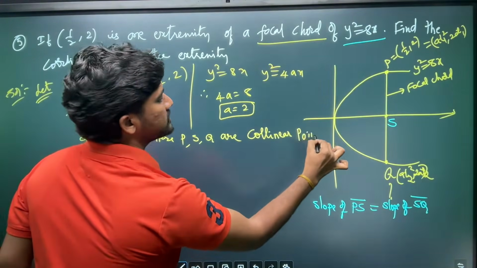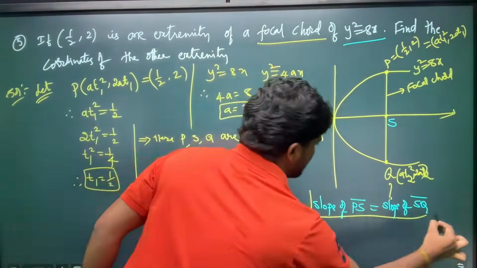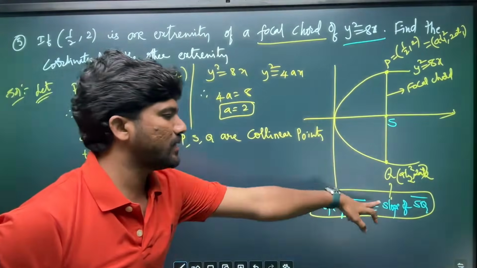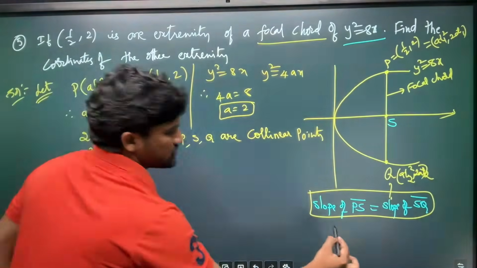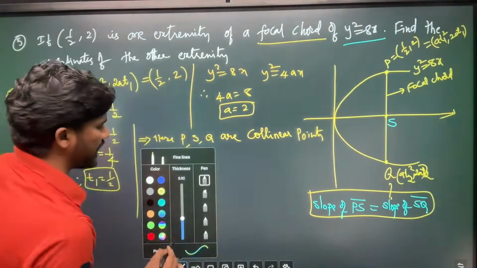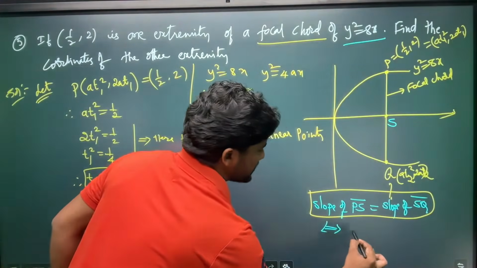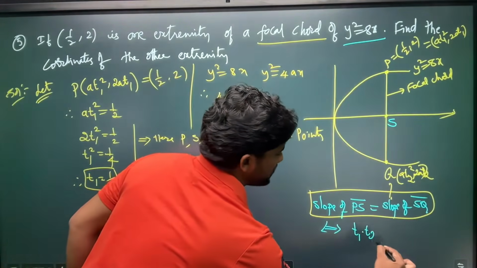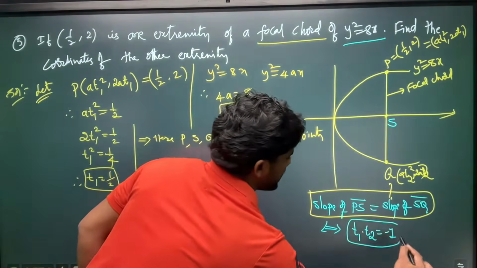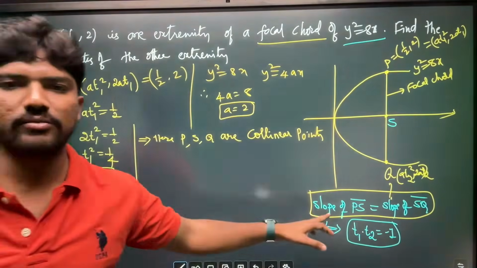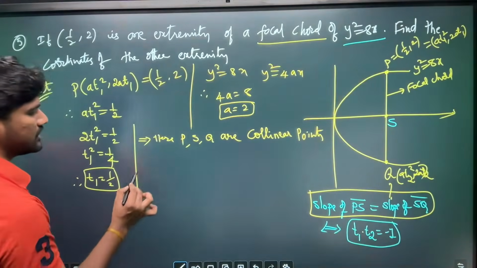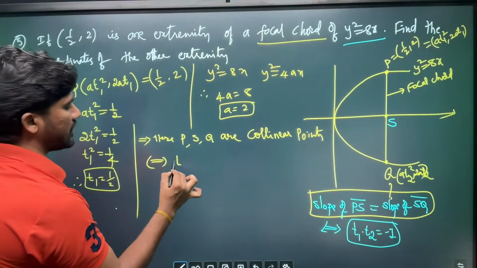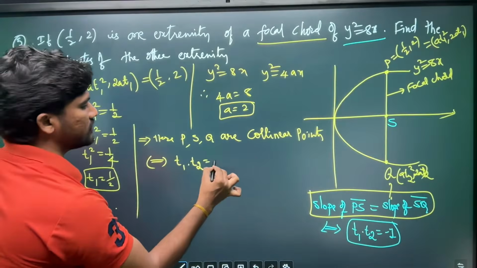P, S, Q are collinear points. According to the formula, slope of PS bar is equal to slope of SQ bar kada. This is one of the conditions. So whenever this condition exists in parabola, please believe us, t1 into t2 is equal to -1. Ee condition kuda satisfy aitadi. Okay, t1 into t2 is equal to -1. You should remember that one. So that is if and only if, మనం ఏం రాసుకుంటాం అంటే t1 into t2 is equal to -1.